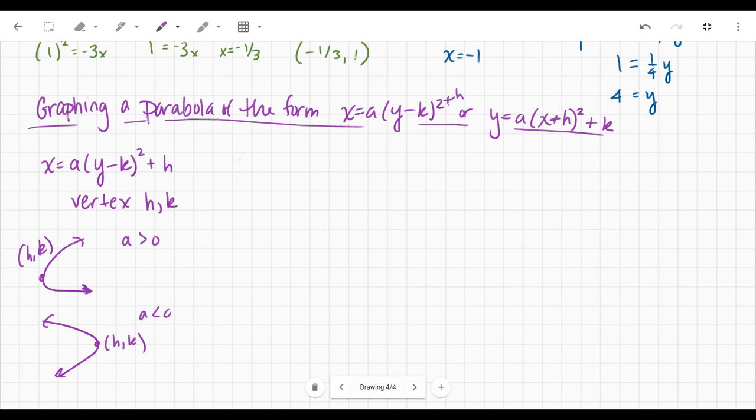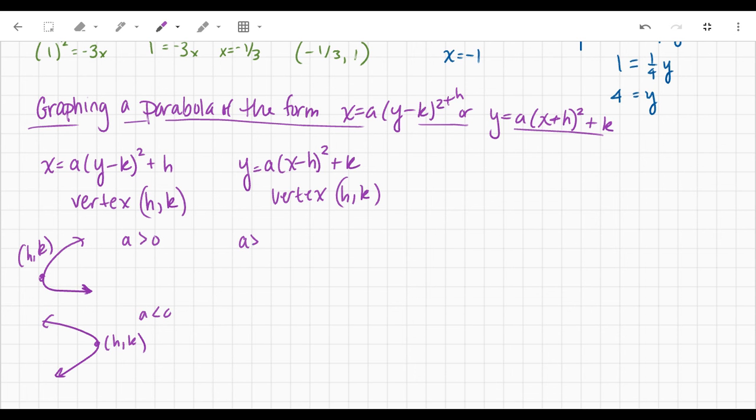Okay. And then if we have y equals a times x minus h squared plus k, the vertex, again, is at (h, k). It's a point. And if a is greater than 0, this is the one that you're used to, it's going to open up. And if it's negative, it's going to open down.